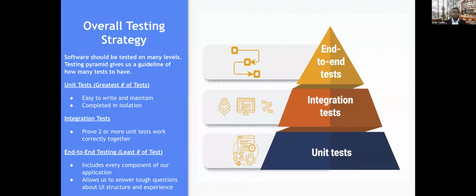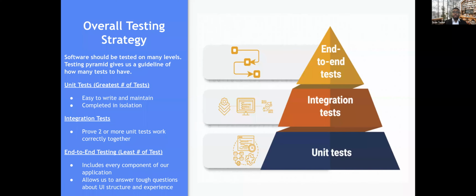So let's go over just overall testing strategy and the testing pyramid. Let me just start out by saying that software can and should be tested on many levels, and that end-to-end testing is only a part of a more comprehensive testing strategy. So let's take a look at the testing pyramid. The testing pyramid gives us a guideline of how many types of tests we should have. As we move up the pyramid, our tests start using more pieces of our application. These tests become slower to execute and harder to maintain. But that's why there are usually fewer end-to-end tests than there are unit tests.